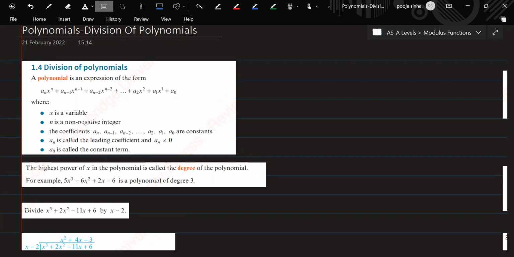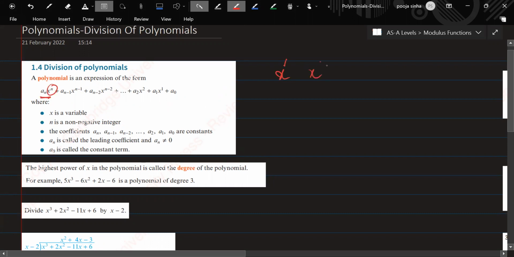Anything which is in the form of a term and there is x raised to power something. It can be x raised to power 1, it can be x raised to power 2, it can be x raised to power 3 or anything, x raised to power n. There will be a constant term. X will be a variable, n is the raised to power or the number of terms. These are the coefficients of the particular term. An will be the leading coefficient always, and A0 is the constant term.